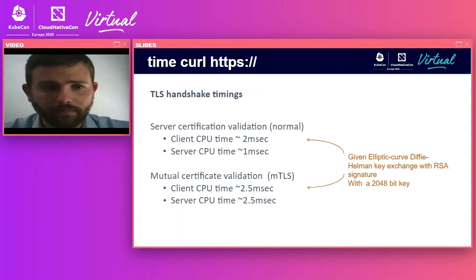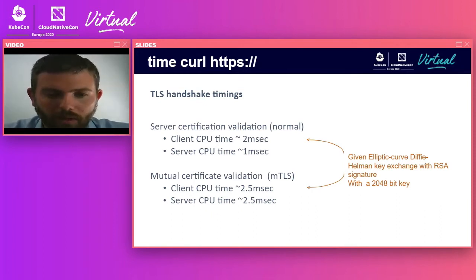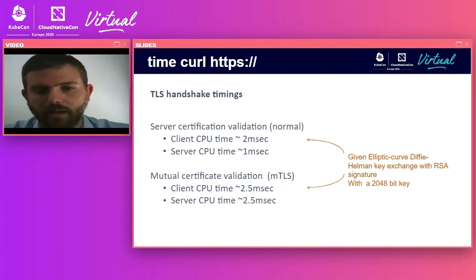And I got measurements of 2.5 milliseconds per side for calculating the TLS handshake. Now this is given one of today's, in 2020, most common key exchange and handshake algorithms: elliptic curve Diffie-Hellman with RSA signatures and 2 kilobit keys.